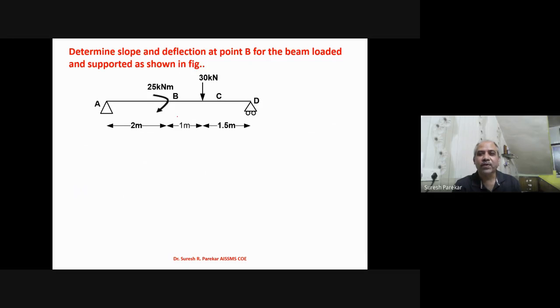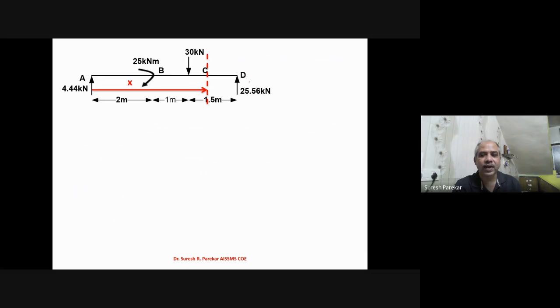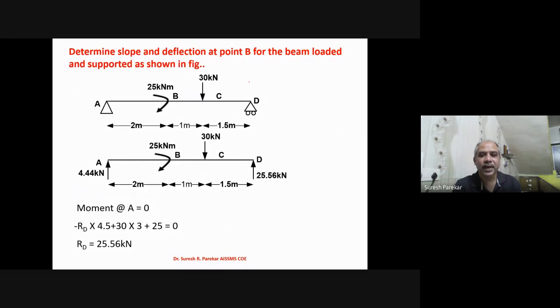So now we will have this, then we have calculated reactions over here, and then we will write the equation. So now we have to go again to the last compartment, that is C to D. Then this will be minus RD. So these values we have calculated for reaction, and we got RD is 25.56. So automatically from Fy equals 0, RA we will get as 4.4.